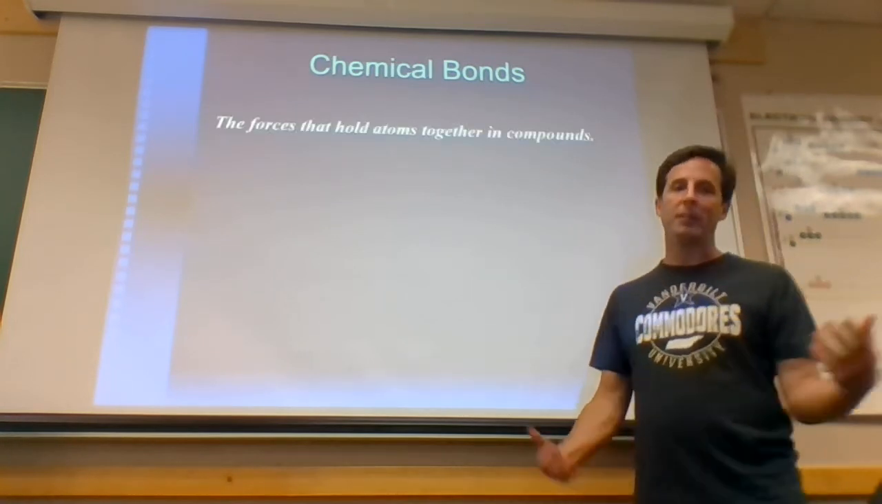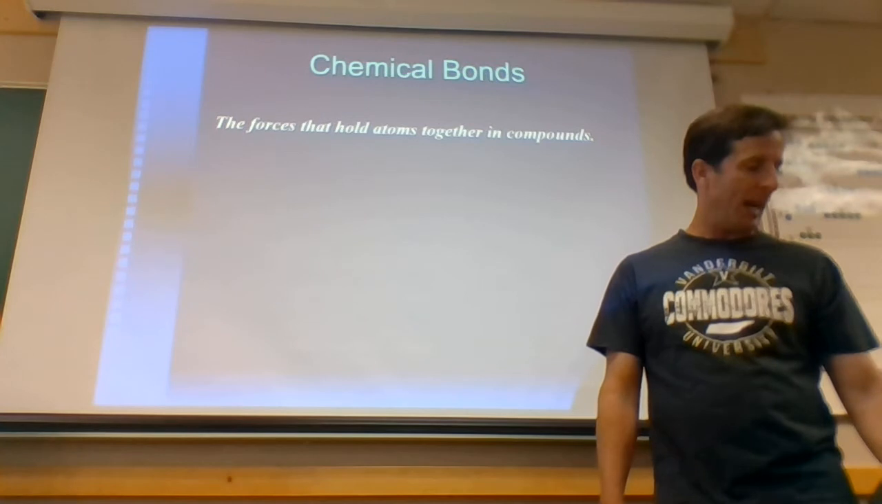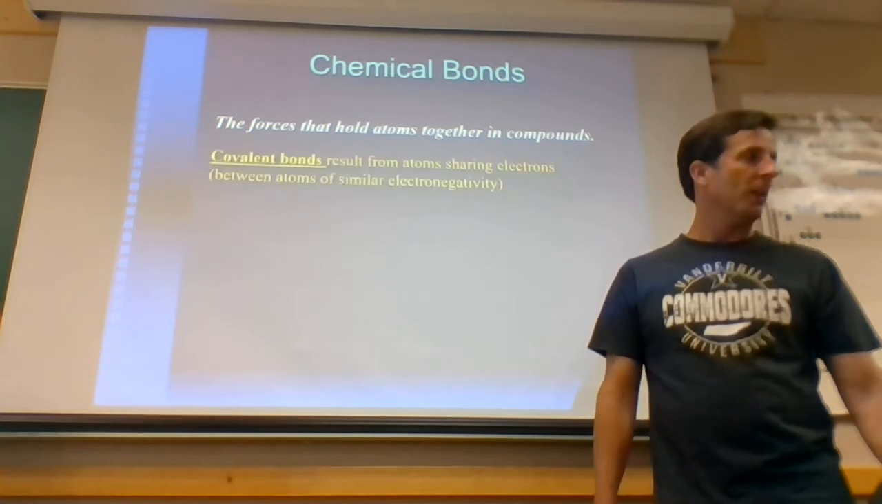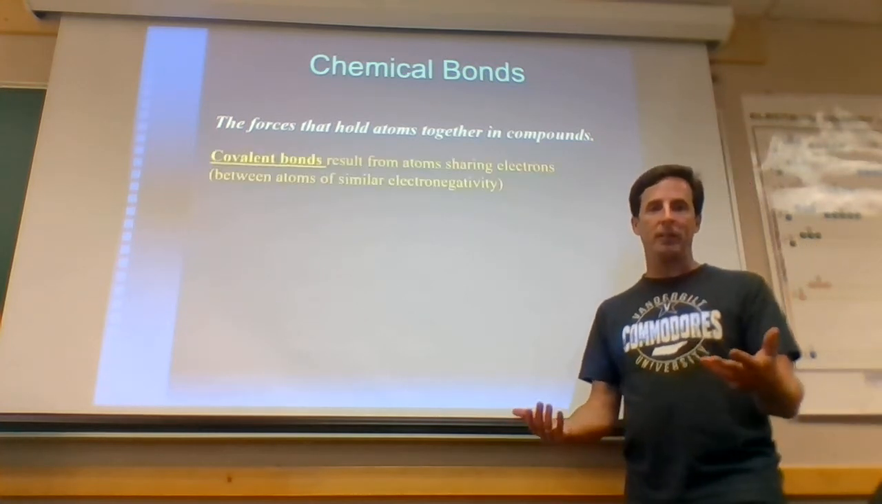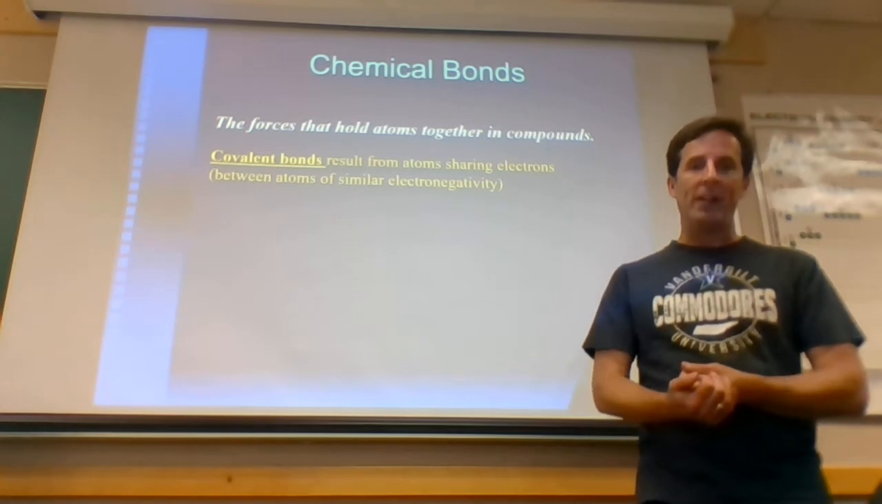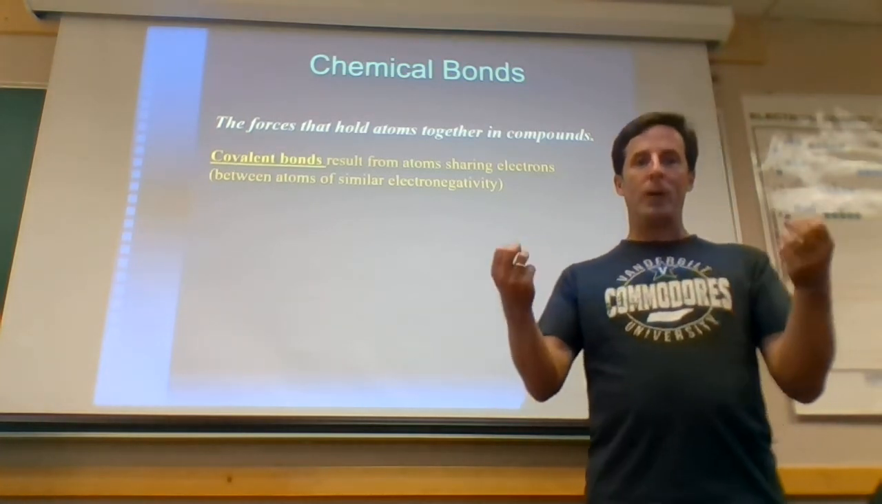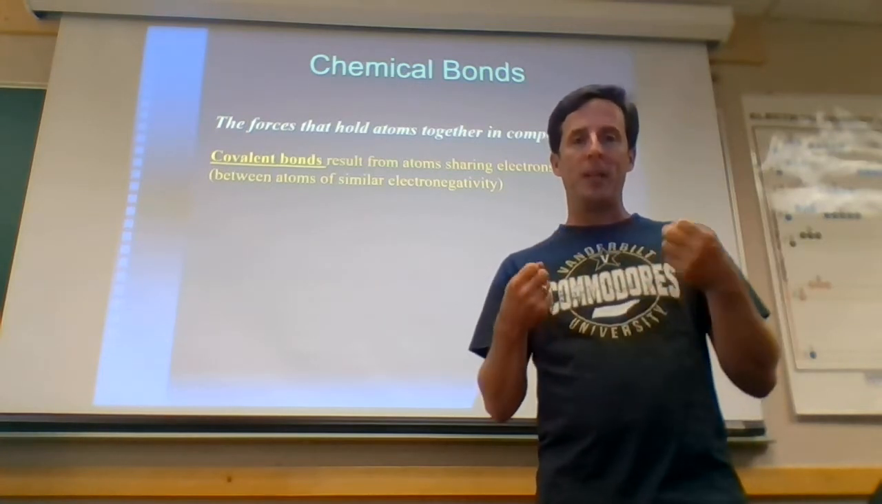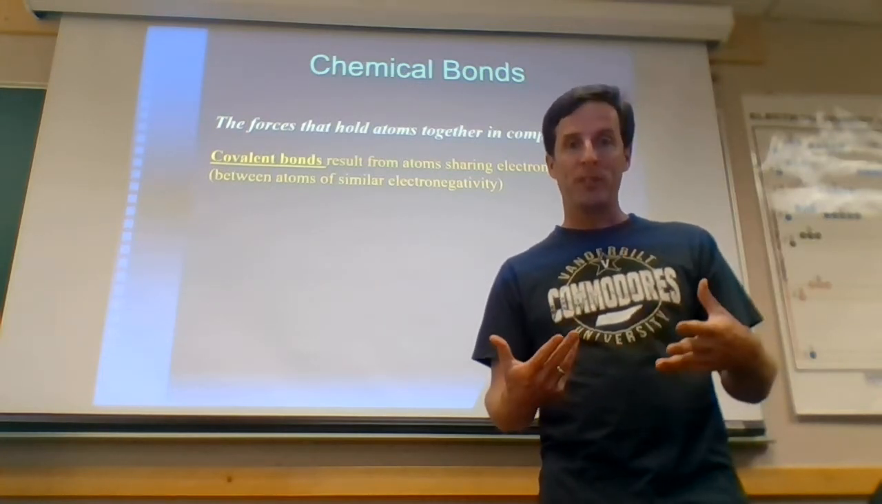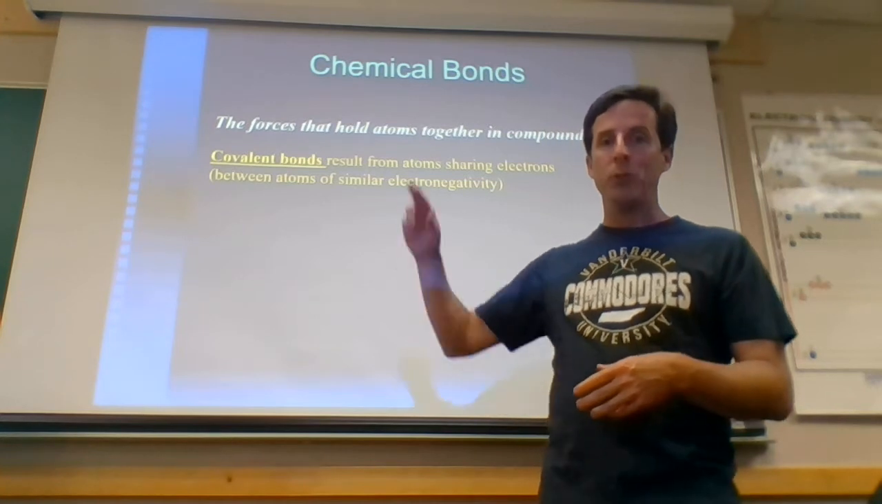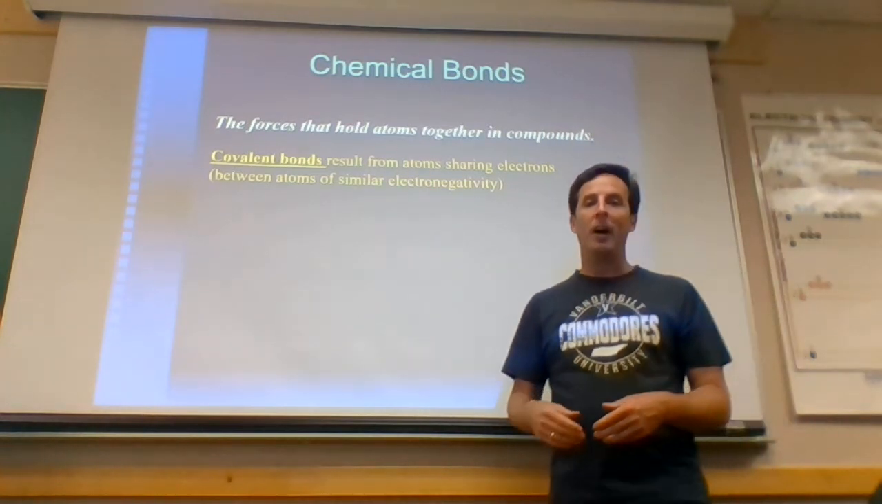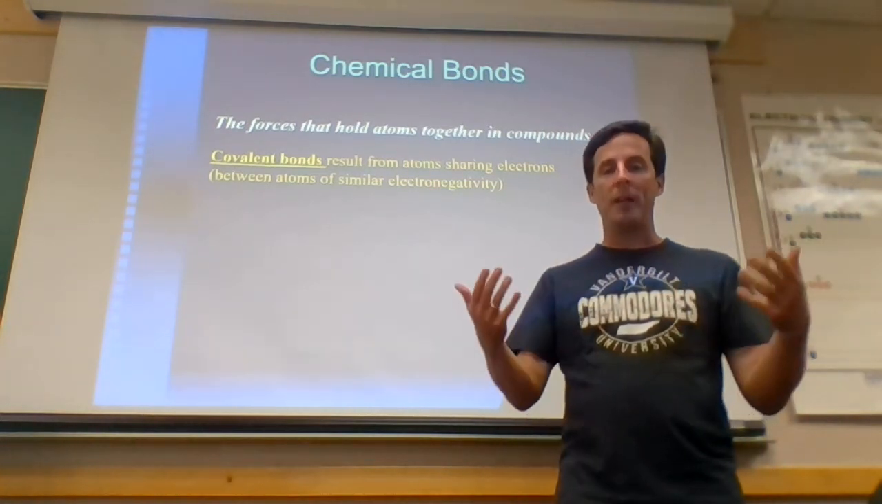A chemical bond is a force that holds together the atoms in a molecule or a compound. There's two types of bonds that we're going to discuss. First of all, we have covalent bonds. Covalent bonds are basically when two atoms share electrons. This typically is going to happen between nonmetals. Okay, that's a key.